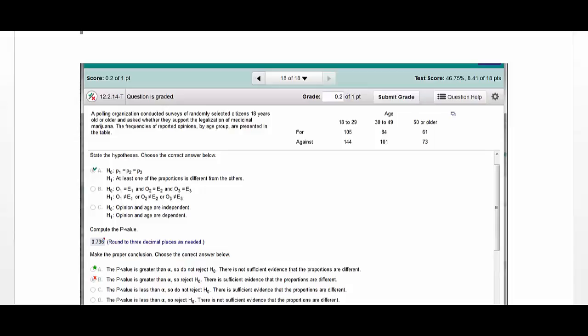So actually, I'm sorry, they do force us to check. Homogeneity is one is different than another. Independence is whether they're independent or dependent. So you got that part right.